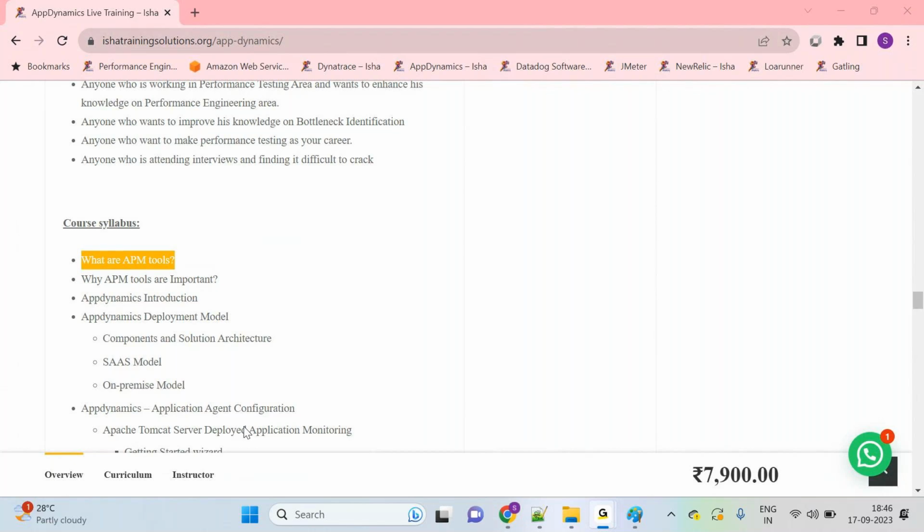Okay, but now, using these APM tools, finding the problem is very, very easy. Fixing the problem only is actually going to take time. That is the benefit when you are deploying an APM tool in your organization.